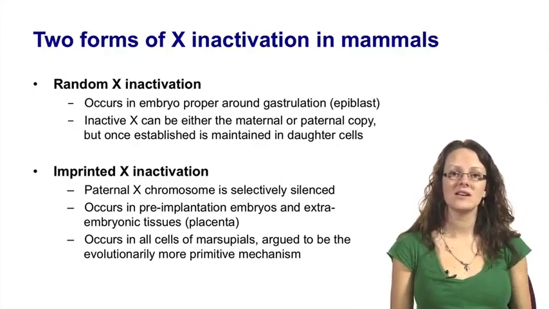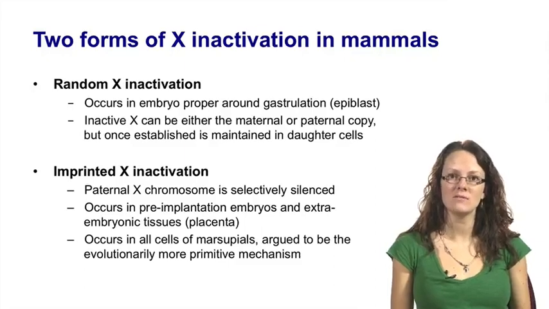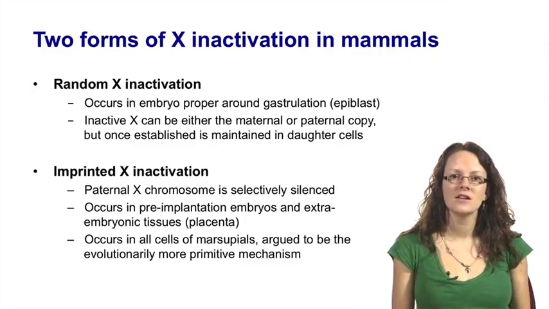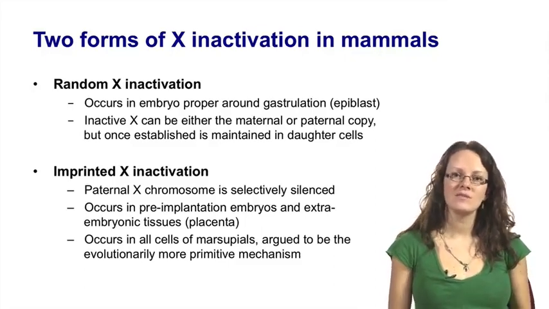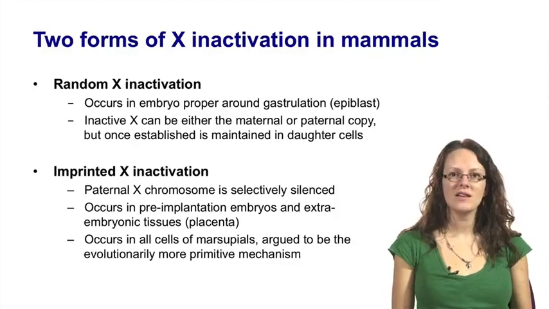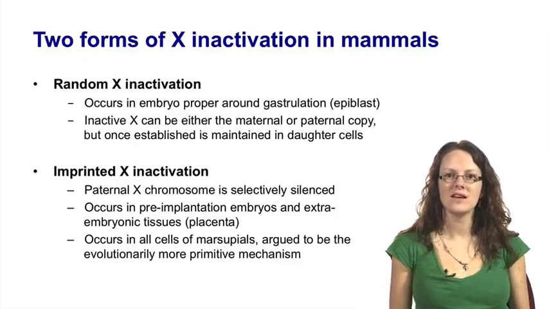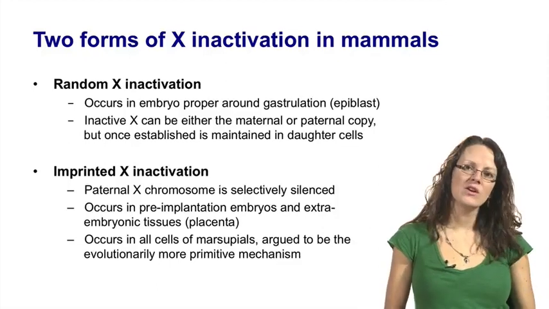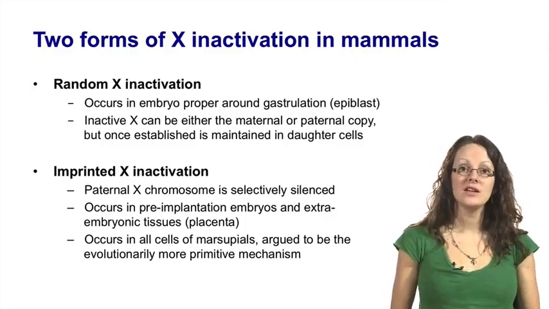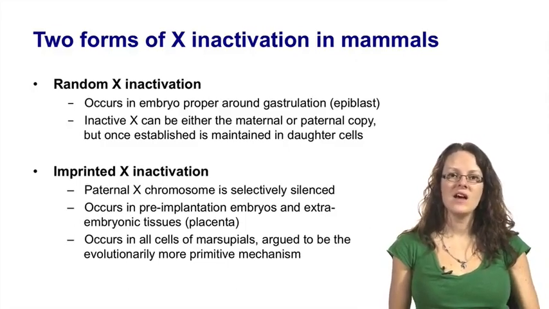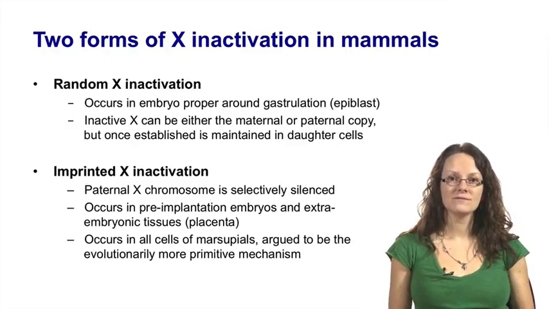But a second type of X inactivation can occur that is studied predominantly in mice and also in marsupials, called imprinted X inactivation. In this case, there isn't a random choice about which X chromosome is selected, but rather it's dictated that it will be the paternally derived X chromosome, the one derived from the father, that will be chosen to be inactive. So we know that this form of imprinted X inactivation, at least in mice, occurs in pre-implantation development, so that's before the embryo has made a placenta, and then occurs in the placenta itself.